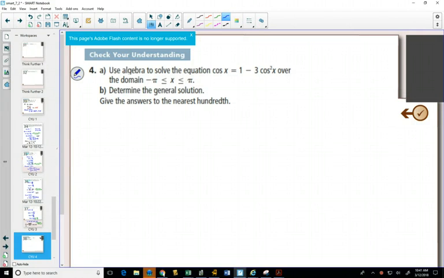Use algebra to solve cos x equals 1 minus 3 cos squared x over that domain, then the general solution. It's a quadratic equation, so we solve quadratic equations by moving everything over to one side and making it equal to 0. Now, if we can factor, factoring is the nice way to solve this.